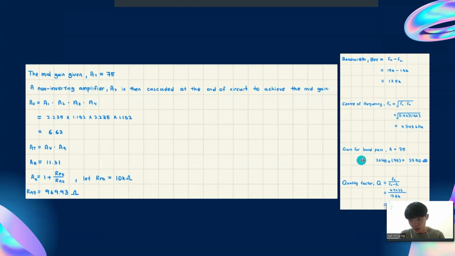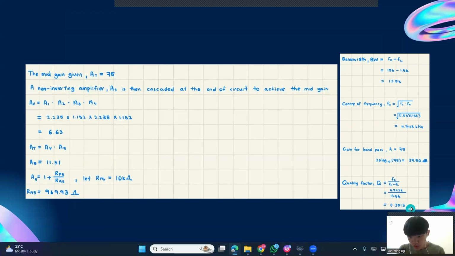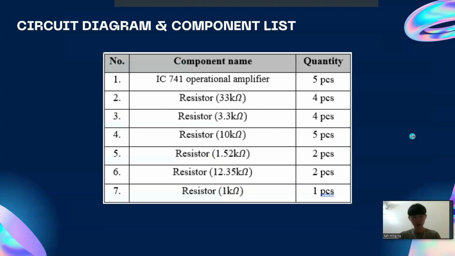And for the gain of the band pass, if you want to calculate it in dB unit, you have to put the unitless value into this formula, which is 20 log, and then sub the gain value here, you will get 37.50 dB. The last is the quality factor. How do we get it? We will use the formula, which is Q equals to the central frequency divided by the bandwidth. So you will get the value, which is 0.3513 here.